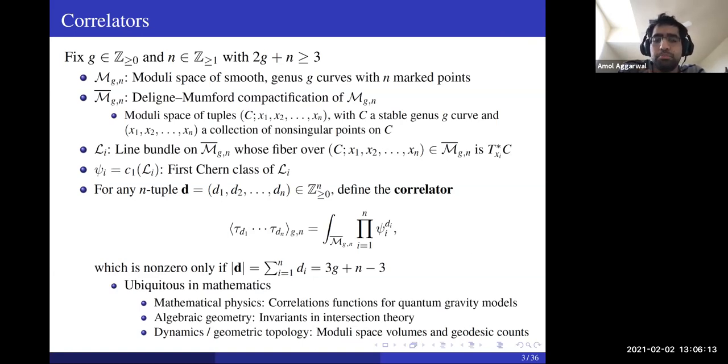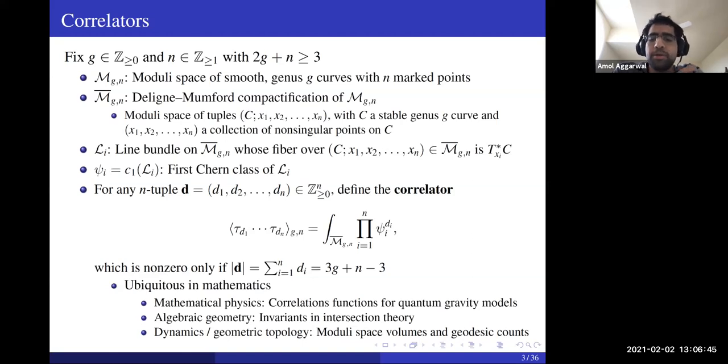So for any n-tuple d, which I'll denote by d1 all the way up to dn, we'll define this correlator, which is also called an intersection number, tau_{d1} tau_{d2} all the way up to tau_{dn}, which is the intersection pairing between psi_i raised to the d_i, where I integrate that over the full moduli space. So this is going to be non-zero only if the sum of the d_i is exactly equal to 3g plus n minus 3. And these intersection numbers are rather ubiquitous in mathematics.